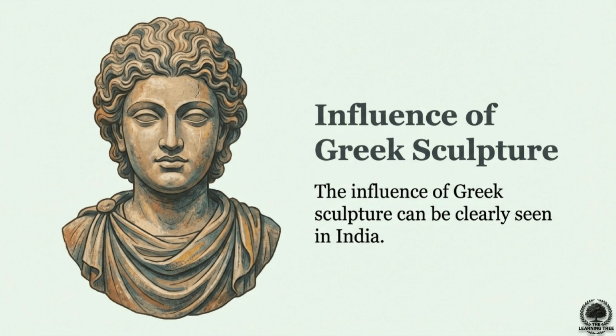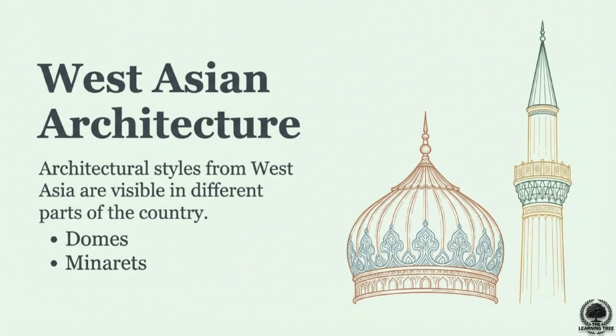India also absorbed influences from other regions. The impact of Greek sculpture is visible in certain Indian art forms. Architectural elements such as domes and minarets were introduced from West Asia. These influences blended with local traditions, enriching Indian culture.